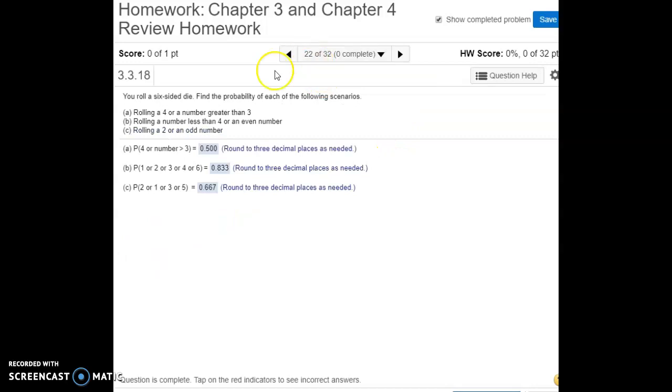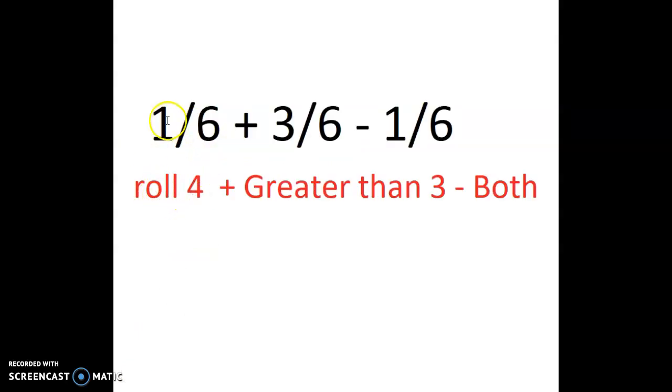Number 22, looking at some more OR probabilities when rolling a six-sided die. So rolling a 4 or a number greater than 3. The chances of getting a 4 are 1 out of the 6 options on the dice. Numbers greater than 3, a 4, 5, or 6, there's 3 out of 6. So add those two probabilities together and subtract the probability of both, which would be getting a 4 and it's also greater than 3. Well, 4 is greater than 3, so there's one way to do that. You get a 4. So subtract 1/6. So doing that leaves you with 3/6 or 50%.